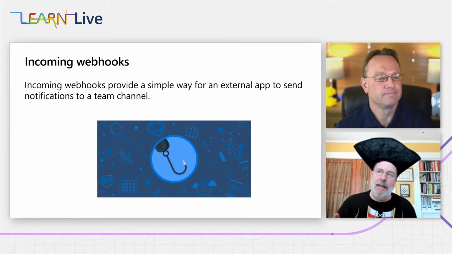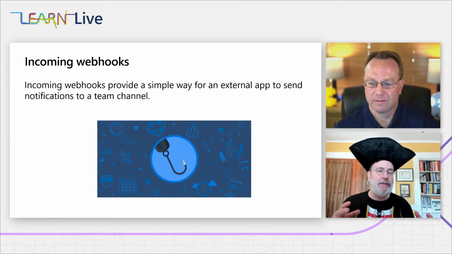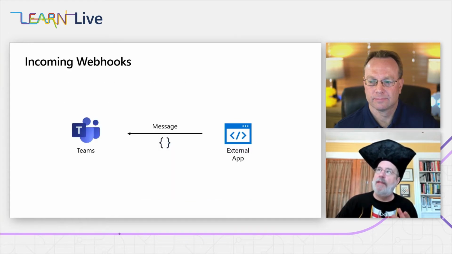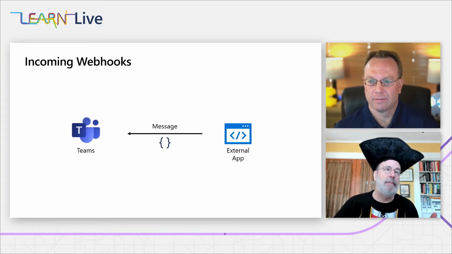I worked with a partner who was moving from a different collaboration system, and they had wired it into their whole operation. It turned out that these incoming webhooks replaced the majority of what they were doing. This means that your external app is sending a message, a simple HTTP post over to Teams, and it will show up in a Teams channel. The beauty of it is that you could do this with one line of script, a curl command, right?